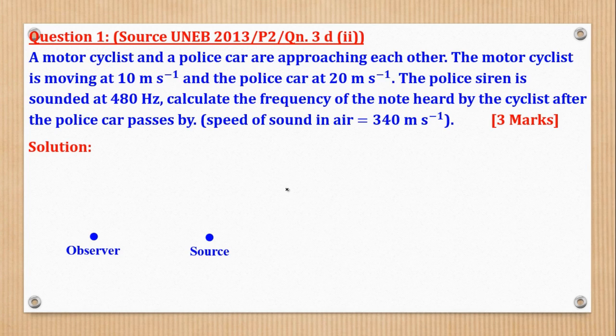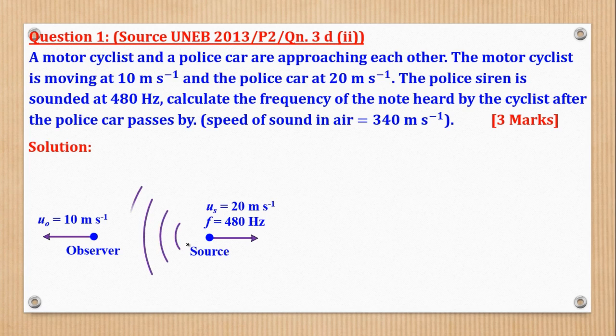So first of all, initially this source was moving, and the observer was moving towards the source. But when the source passes, it implies that now they are moving away from each other. Therefore, the observer is moving in this direction, and the source is moving in the other direction. That's what they mean by passes by. So when it moves away, sound still will go in the other direction so that it reaches the observer.